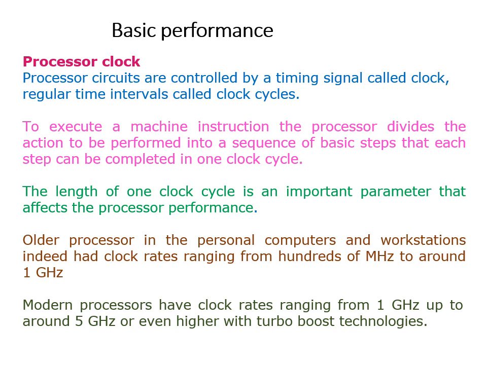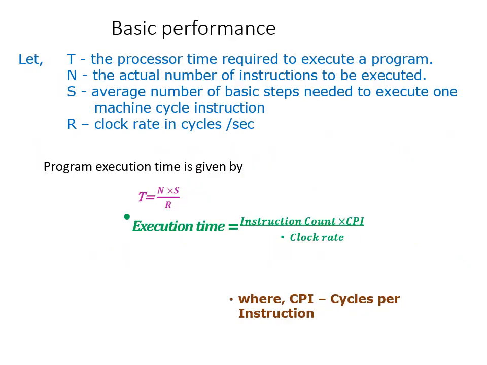The older processor versions, which were used in personal computers as well as workstations, had clock rates ranging from a few hundred megahertz to around 1 gigahertz, and modern processors have evolved to clock rates ranging from 1 gigahertz up to around 5 gigahertz or even higher with turbo boost technologies.